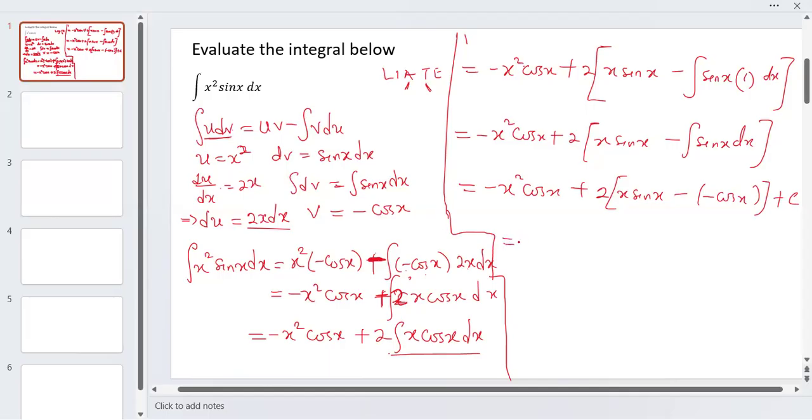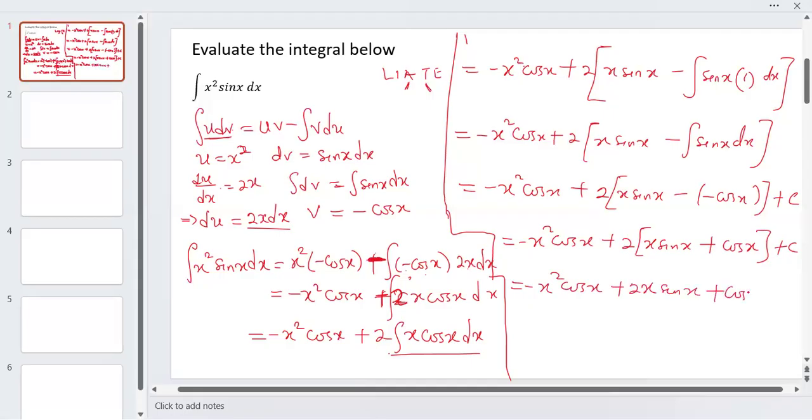So this will be minus x squared cos x plus 2 into x sine x plus cos x plus c. And finally, this gives us minus x squared cos x plus 2x sine x plus 2 cos x plus c. And that will be the solution to the evaluation of our integral.